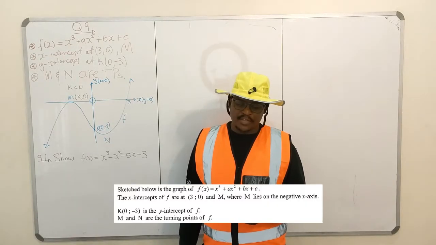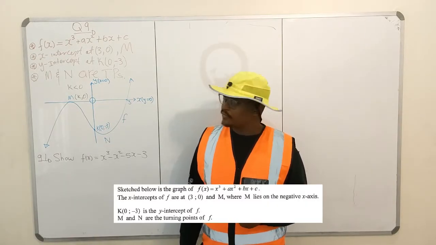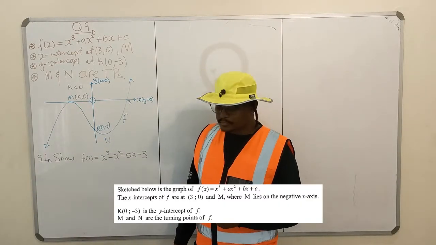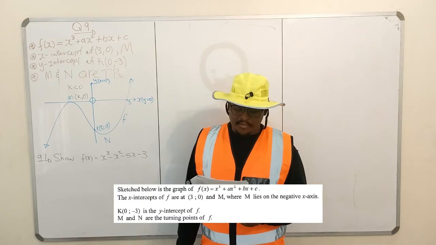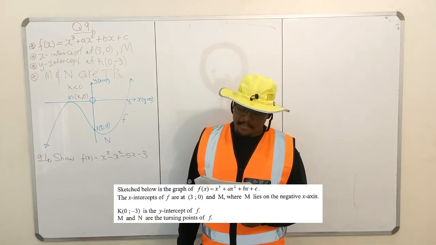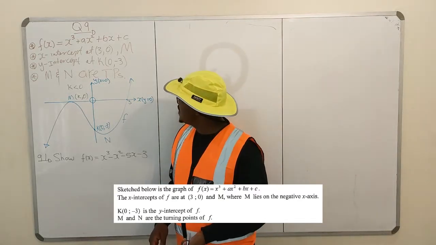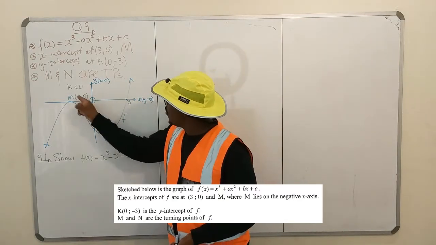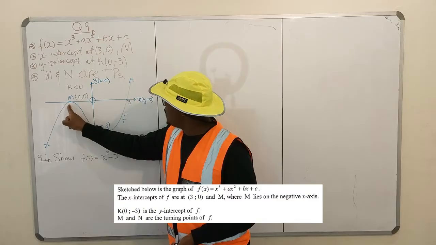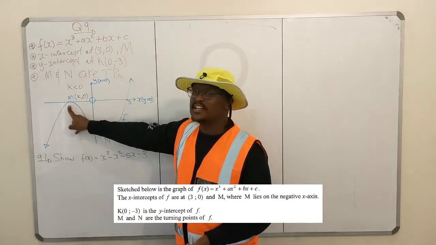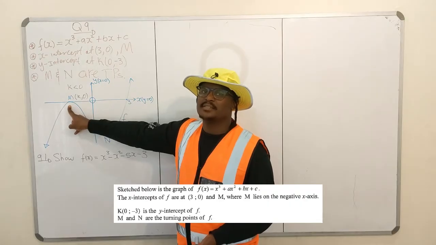So question 9. Sketched below is a graph of f. So here is our graph of f. I've sketched it here. The x-intercepts of f are at 3 and m, where m lies on the negative x-axis. So they are saying the x-intercepts of our function are at m and 3, right?